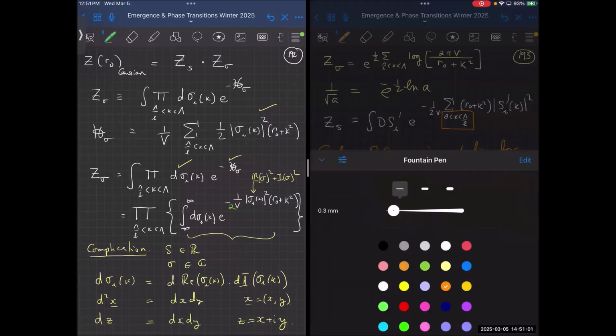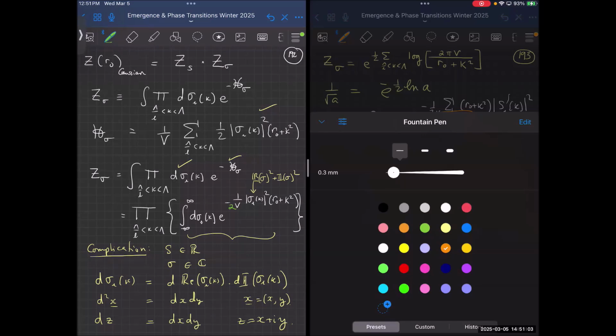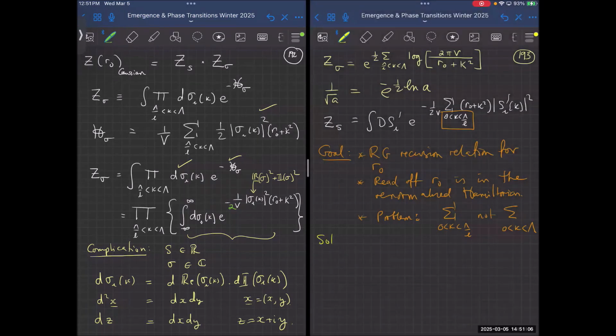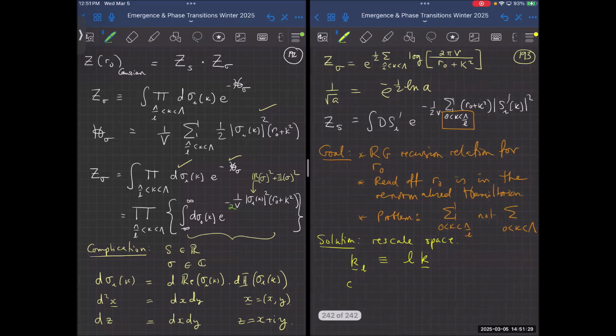So what is our solution? The solution is very simple. It's easy. The solution is just to rescale space. What do I mean by that? Well, I define a variable k sub L to be L times k. Then in this new variable, k sub L goes between naught and lambda, because the L cancels out. So this is a good thing to do.